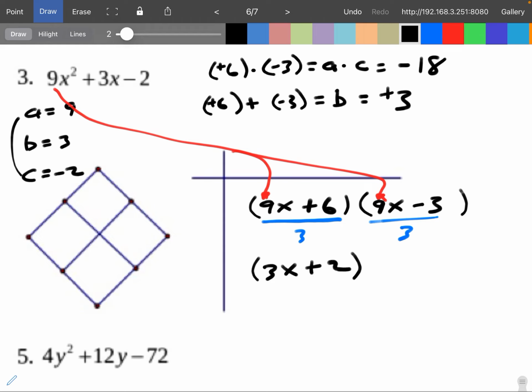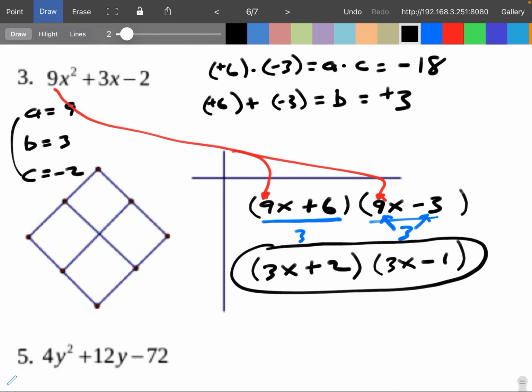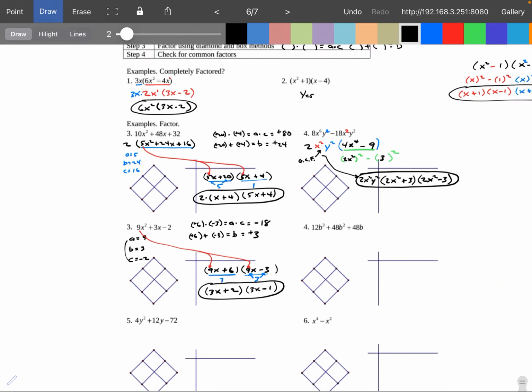So then we get a final answer of 9 divided by 3 is 3, so we get 3x. Plus 6 divided by 3 is 2. And then we do 9x divided by 3 again, so that's 3x. And then minus 3 divided by 3 is 1. Because again, we were dividing this into each term, right? So then that's our final answer for that one.